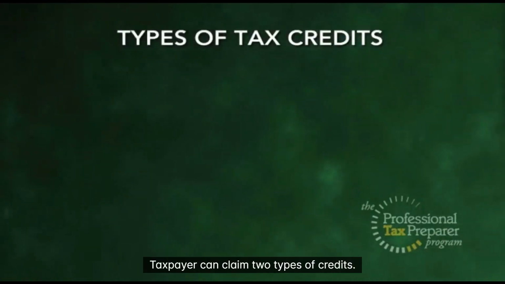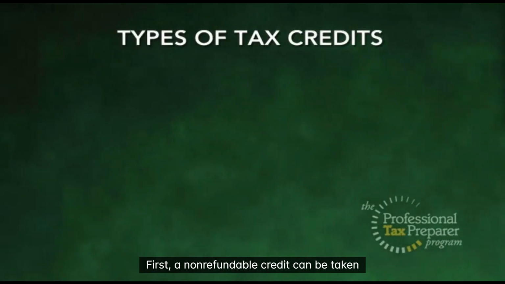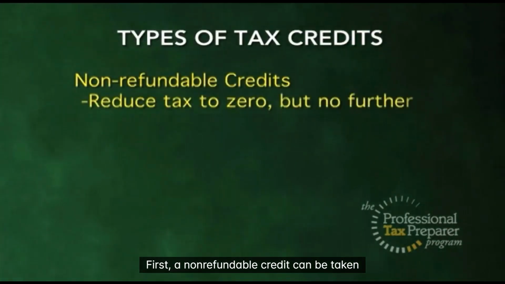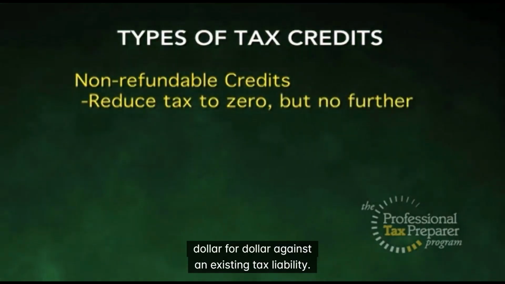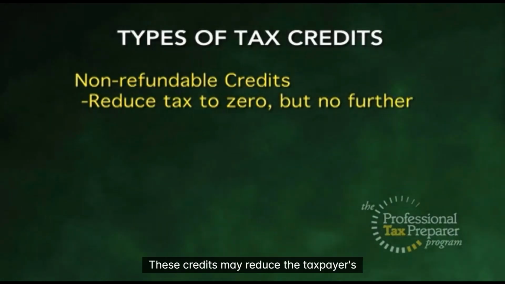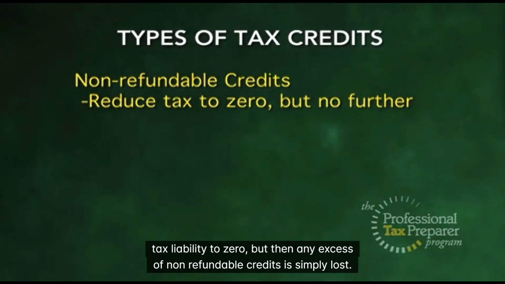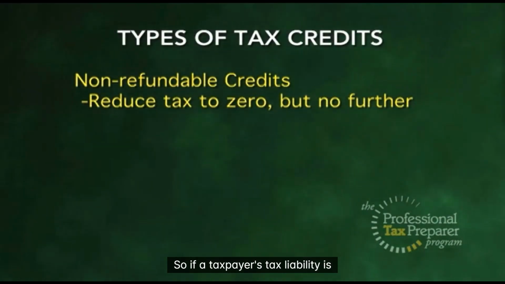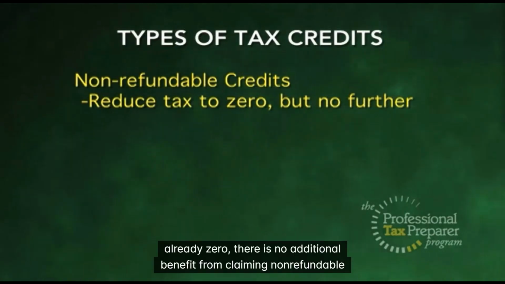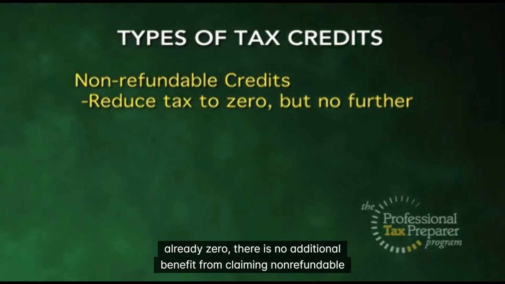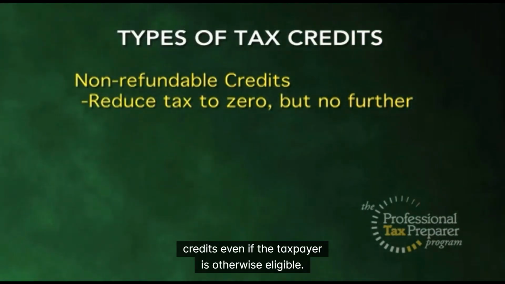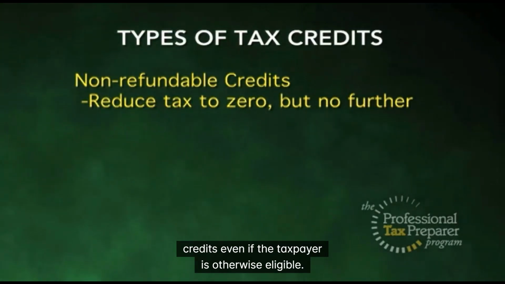The taxpayer can claim two types of credits. First, a non-refundable credit can be taken dollar for dollar against an existing tax liability. These credits may reduce the taxpayer's tax liability to zero, but then any excess of non-refundable credits is simply lost. So, if a taxpayer's tax liability is already zero, there is no additional benefit from claiming non-refundable credits, even if the taxpayer is otherwise eligible.